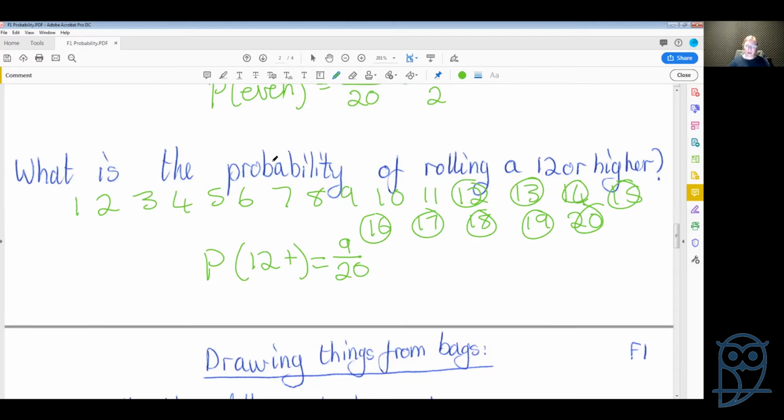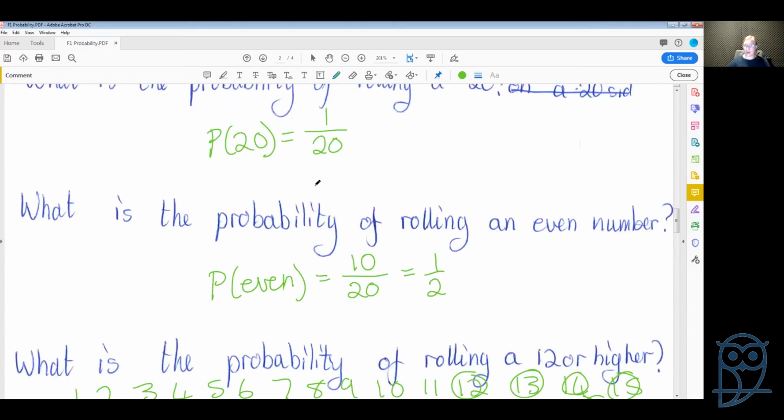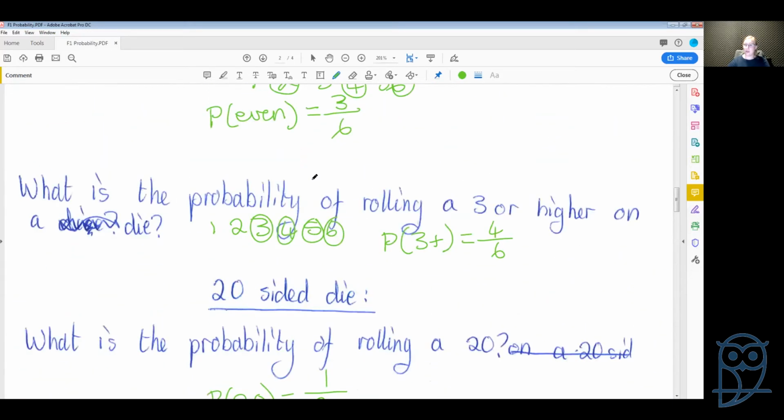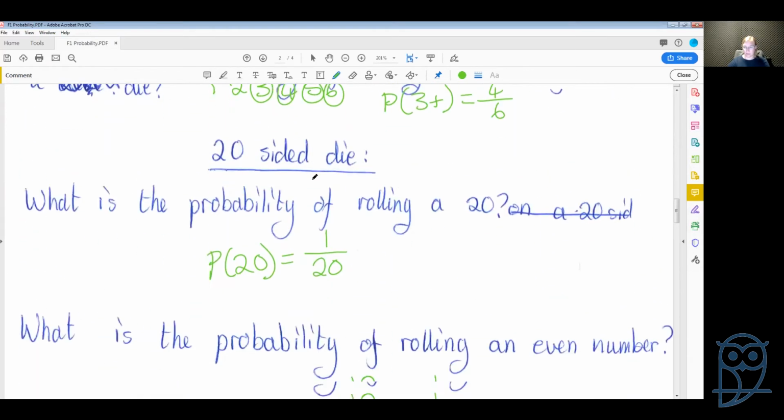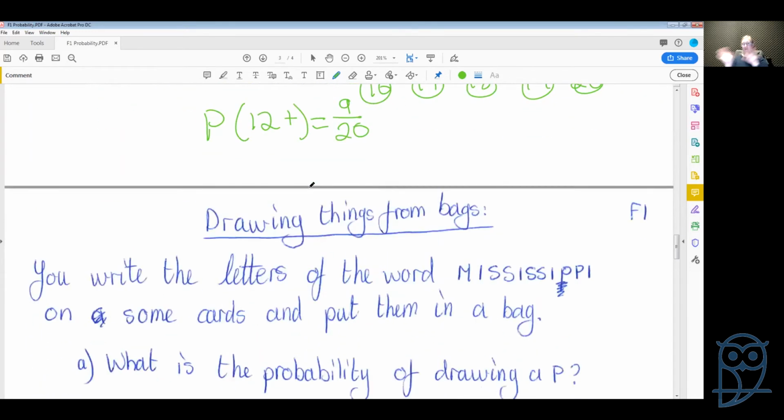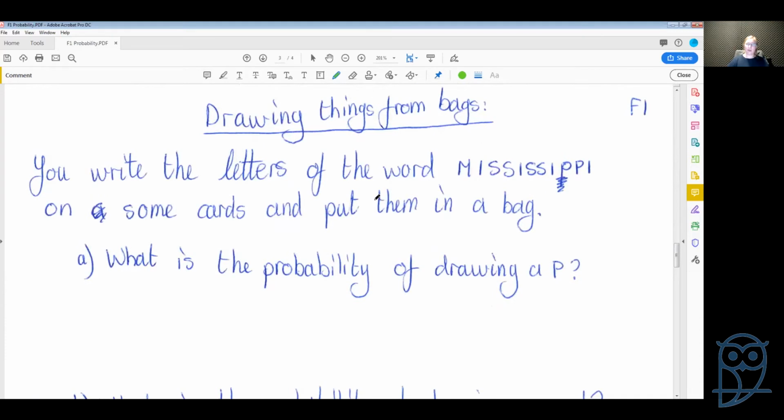So that is how we can use different kinds of dice. The same thing goes for spinners. If you have spinners that have a certain amount of numbers and things, this is the way you use it. So now we continue on with something slightly different. So drawing things from bags. So we have the letters of the word Mississippi. So there is 1 M, 4 I's, 4 S's, and 2 P's. And we write them all on cards and we put them in a bag.